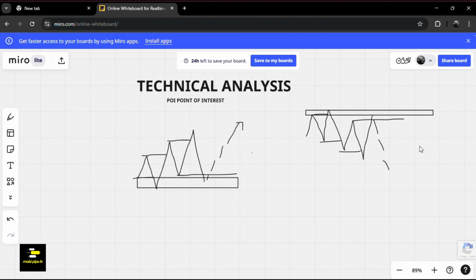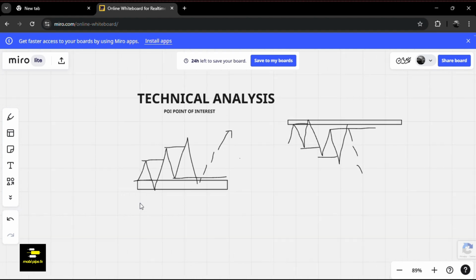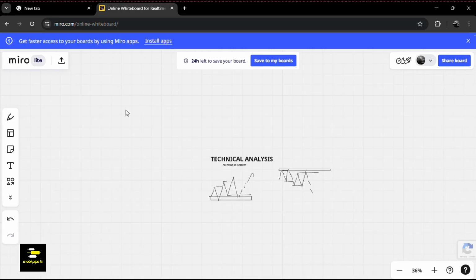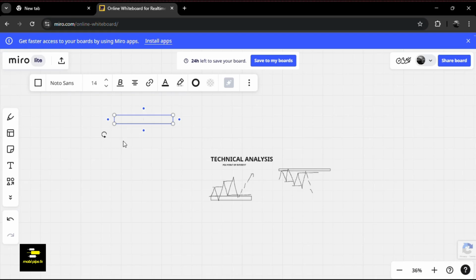This is perfect. So this has been established. This is our setup we are looking for. So we established that price moves between two zones, that is our supply zone and our demand zone. So to find this, let's break it down to steps.